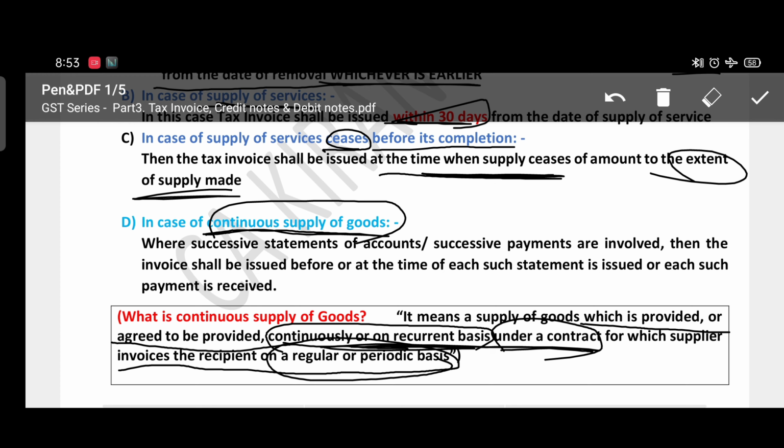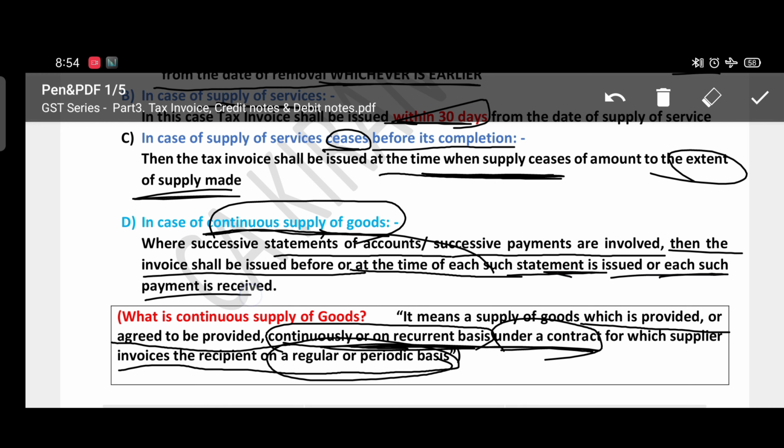In such cases, the supplier will raise an invoice where successive statements of accounts or successive payments are involved. Then the invoice will be issued before or at the time of each statement issued or each such payment received. And let's see in case of continuous supply of service.